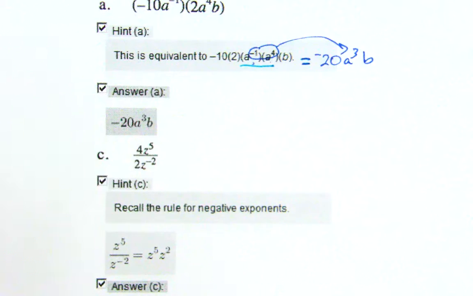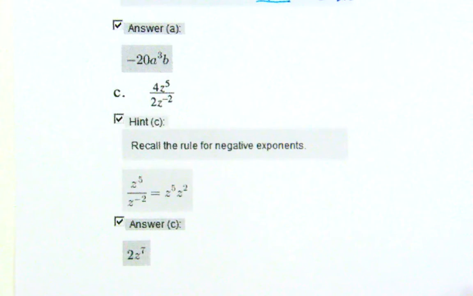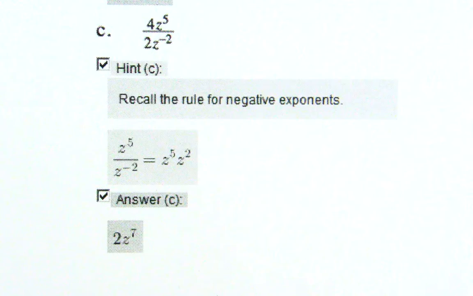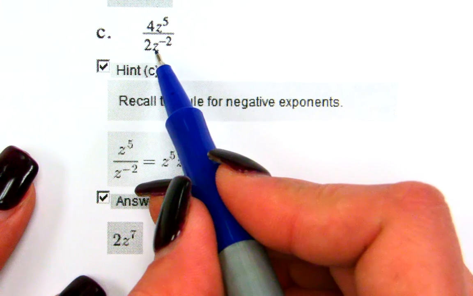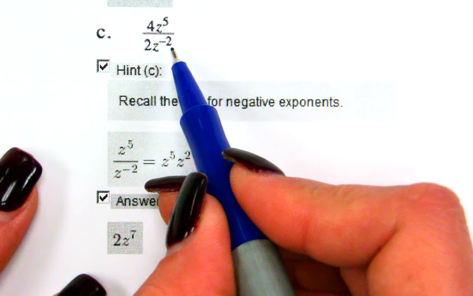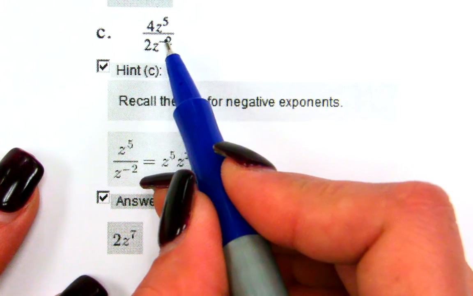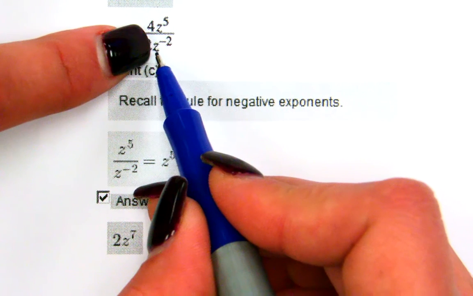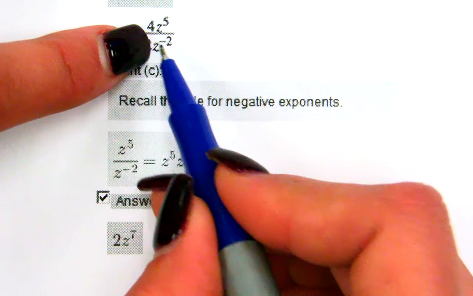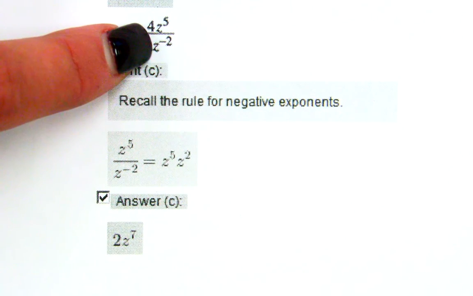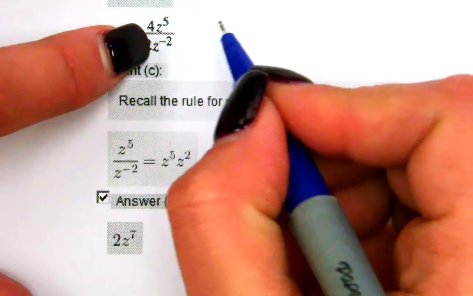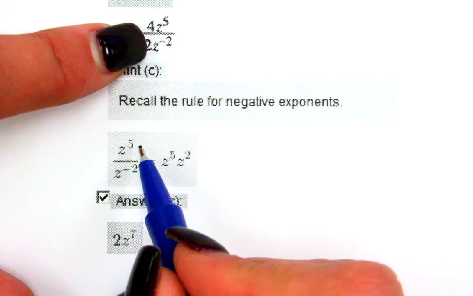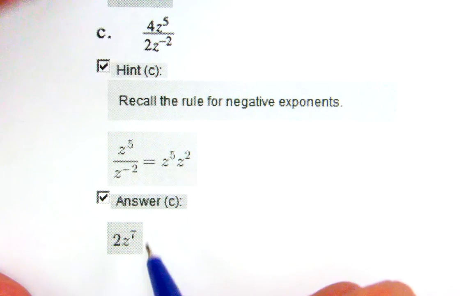And then part C, it says recall the rule for negative exponents. So since the z is to the negative 2nd power, it's not 2 to the negative 2nd power, just z is, because the negative 2 is only touching the z. It's not in parentheses or anything like that, so it's only touching the z. I can rewrite this, or we can rewrite this, as it says in the hint, as z to the 5th power, and then, what happened to the 2's?